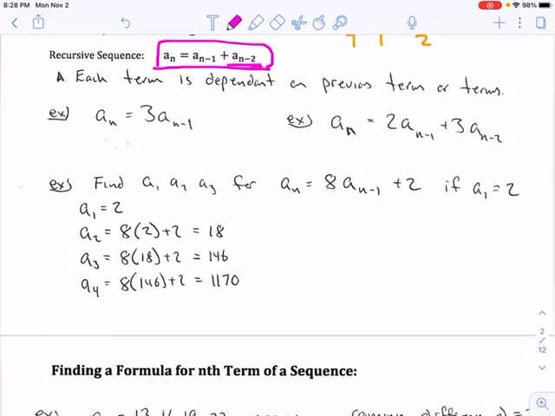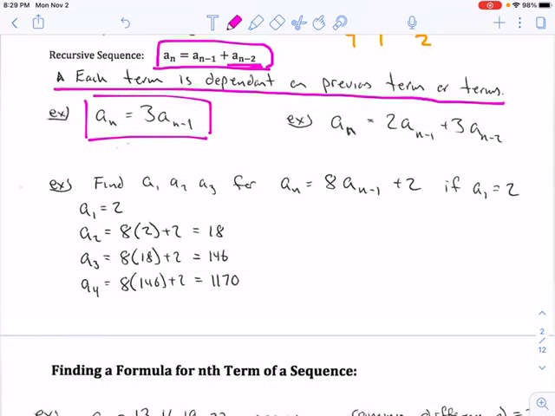And so a recursive sequence is a sequence where each term is dependent on a previous term or terms. So an example would be this right here. A sub n is equal to 3 times a sub n minus 1. In other words, the nth term of the sequence is equal to 3 times the previous term. That's what this means. Over here, this is another example. A sub n is equal to 2 times the previous term plus 3 times the term before that.